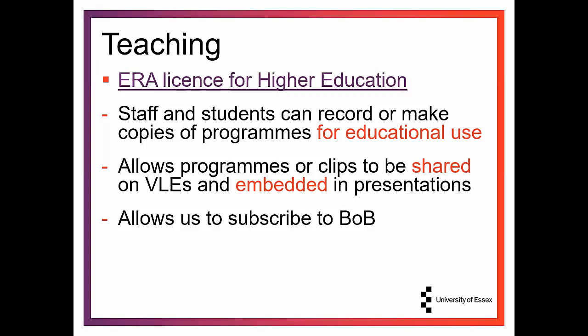The easiest way to make use of this license is to use Box of Broadcasts, or BOB. Many TV programs and films that have been broadcast in the UK are available on Box of Broadcasts, which you can access through the library search. If a TV program or film that you wish to use on your module is not available through Box of Broadcasts, please do get in touch with the library and we will try to source it for you.